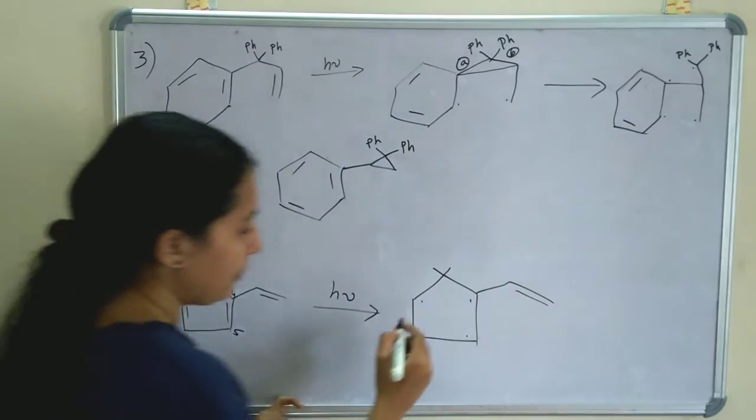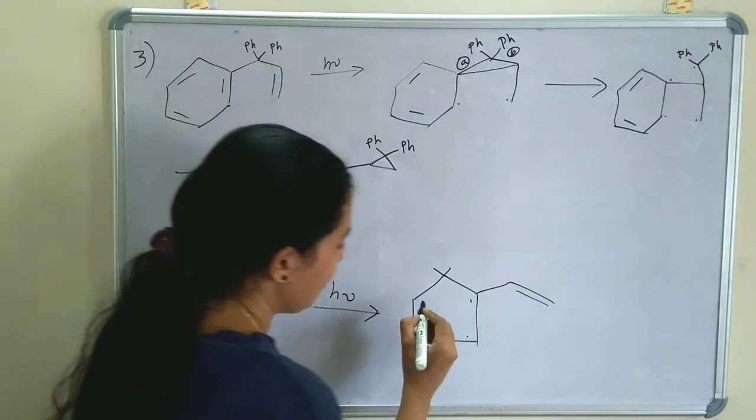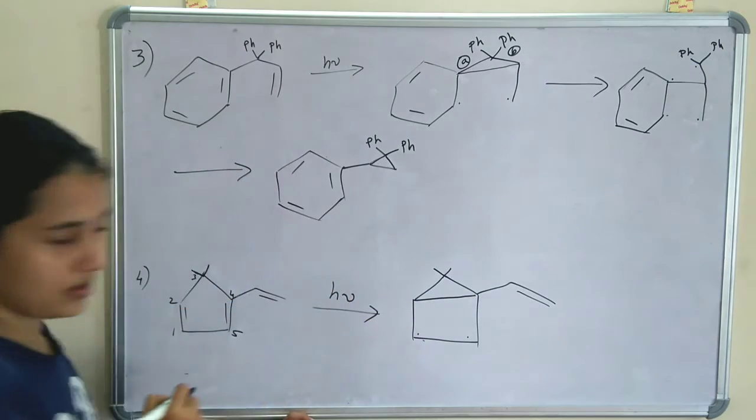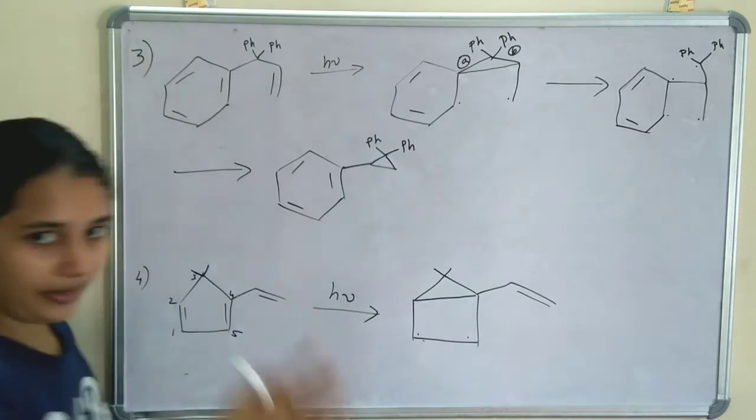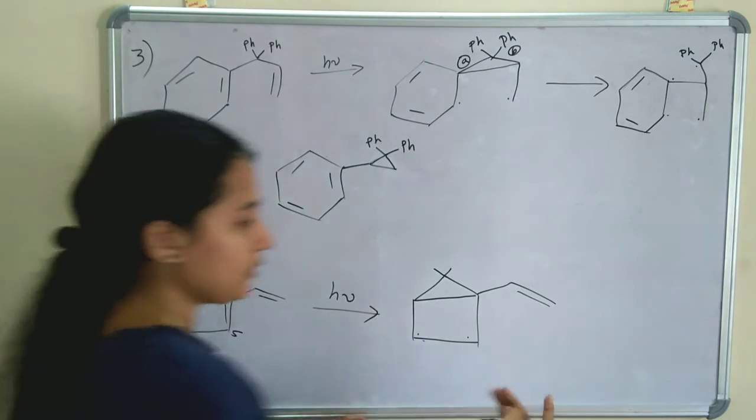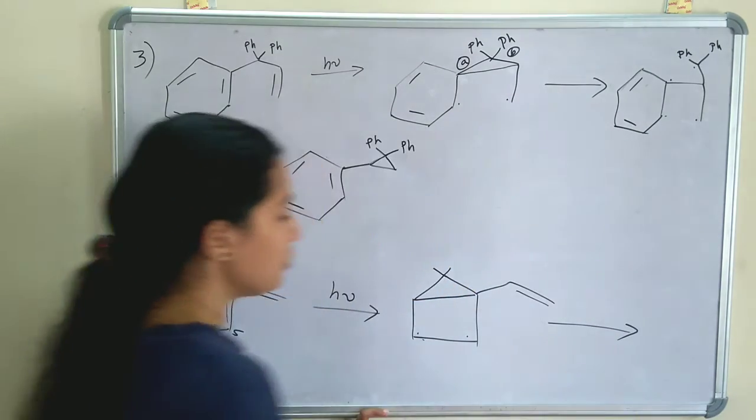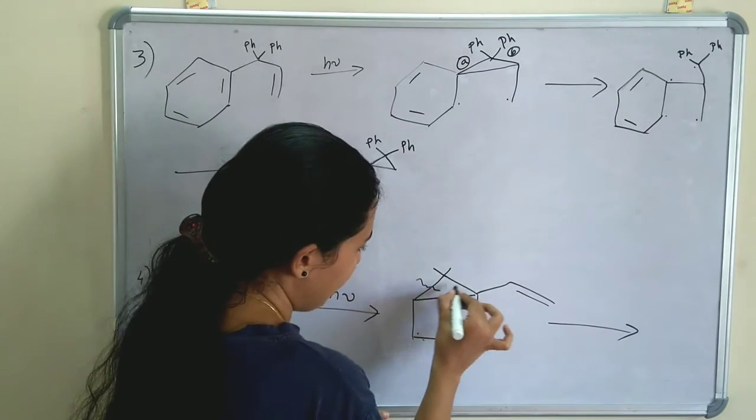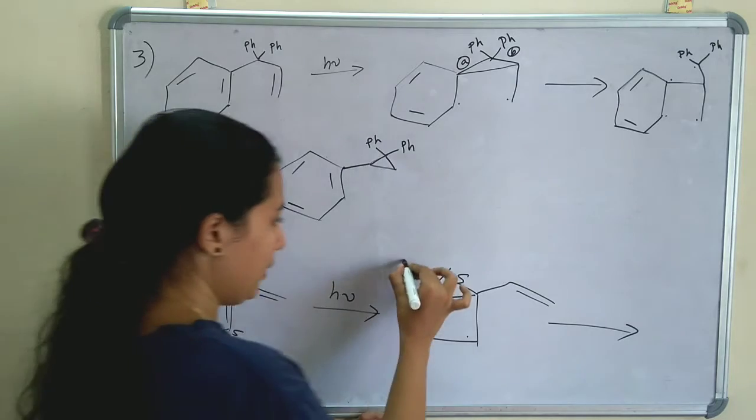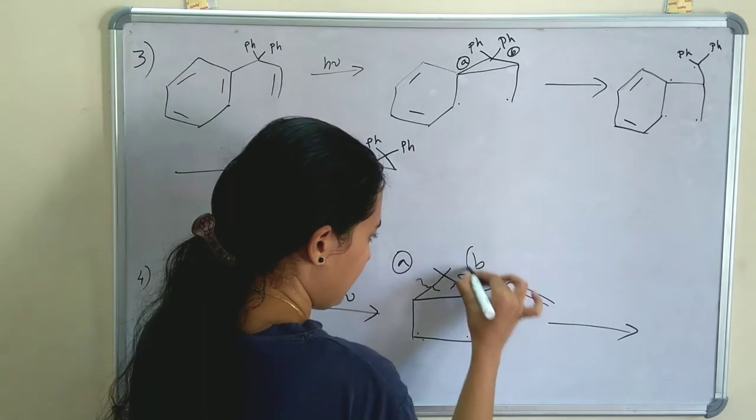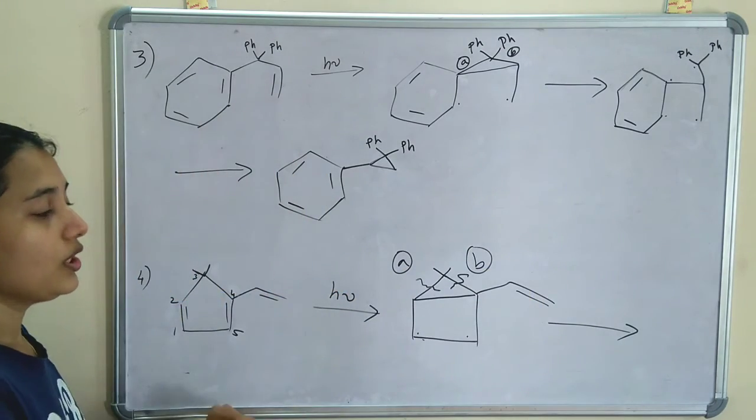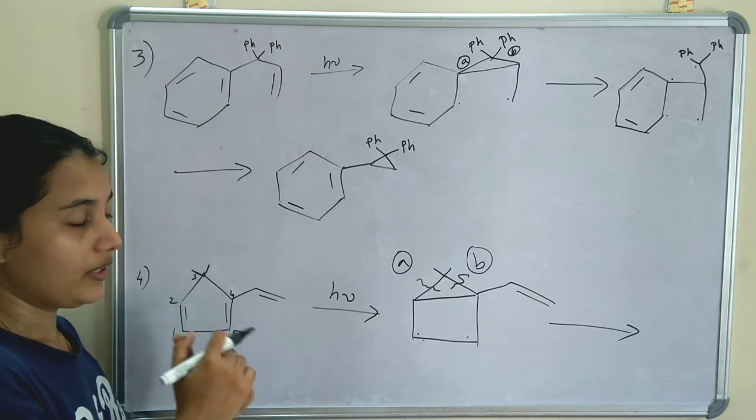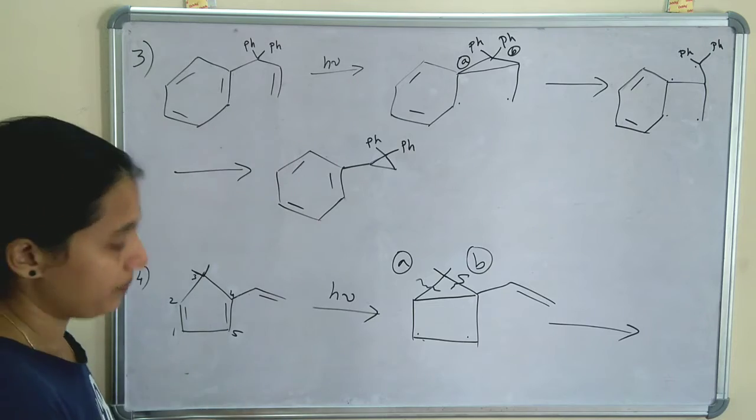And the next step is to make a cyclopropane ring. So we will make a cyclopropane ring like this. And two radicals are left. Now what is the next step? Another homolytic cleavage. So another homolytic cleavage is done from this side or this side, A or B. Now you have to do both cleavages and find out which is stable.